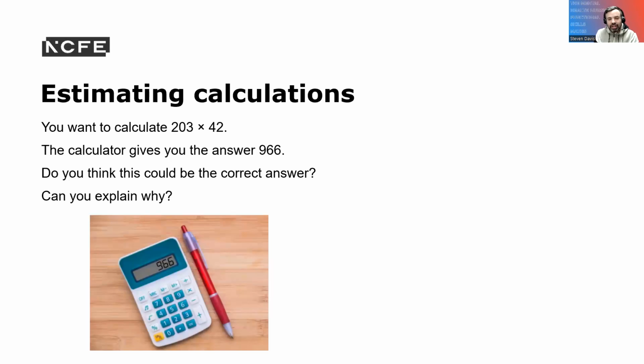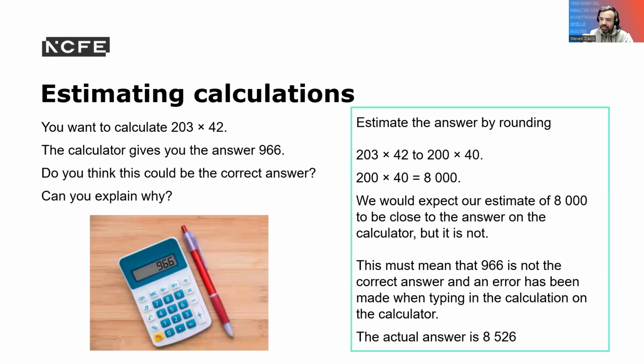So estimating calculations. You want to calculate 203 by 52. The calculator gives you the answer of 966. Do you think this could be the correct answer? Can you explain why? So let's have a look at this. Estimating the answer by rounding, we could do 203 times 52, so the quickest there would be 200 times 50. So 200 times 50 equals 10,000. We could expect an estimate of 10,000 to be close to the answer in the calculator, but it is not.